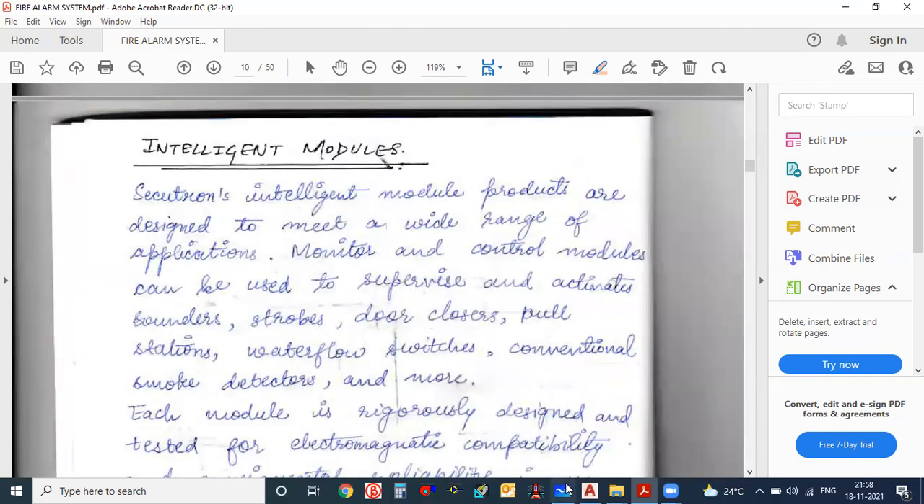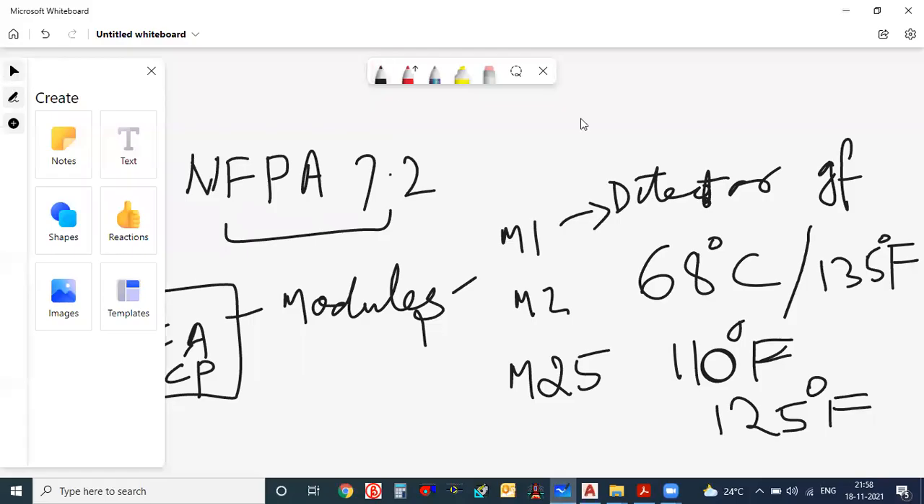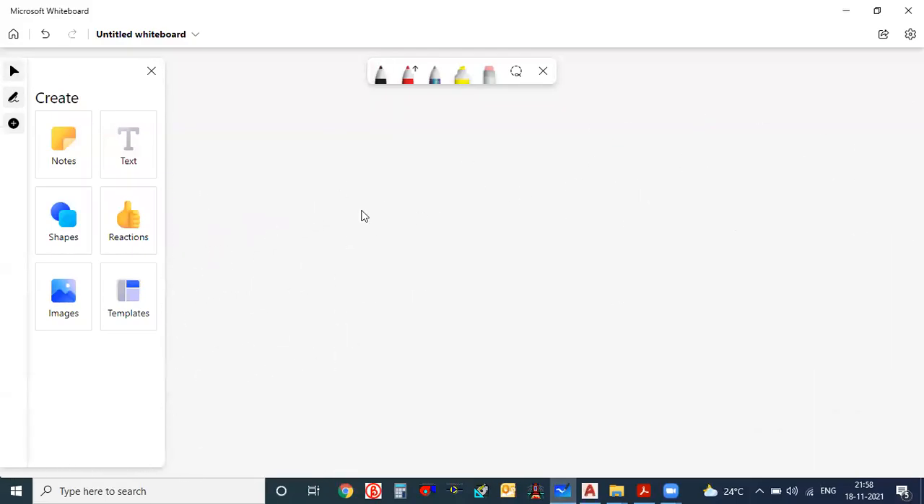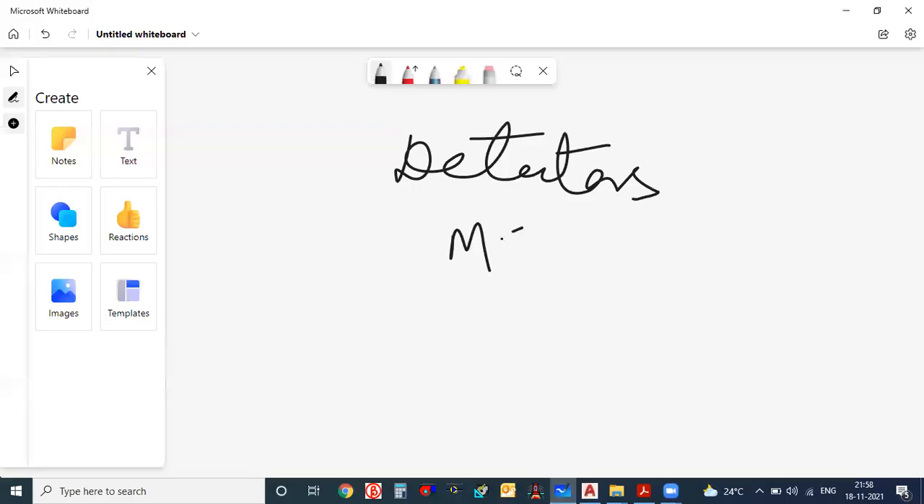Intelligent modules. Now remember that there are so many accessories in fire alarm. So till now we have seen something about the detectors, and something we have seen about the MCP. So these are detectors, these are equipments or appliances which are used in the fire alarm system.